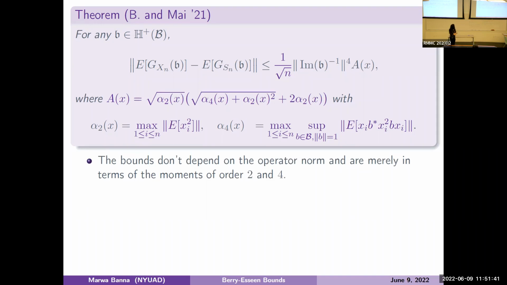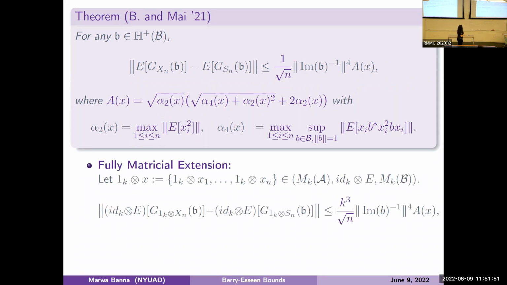So what I would like to say out of the theorem is that the bounds do not depend on the operator norm, they depend on the moments of order 2 and 4. And we don't need to repeat the proof for the amplified version. We just change our framework.